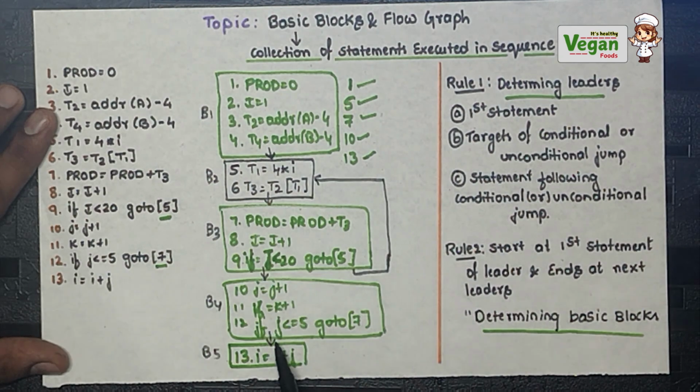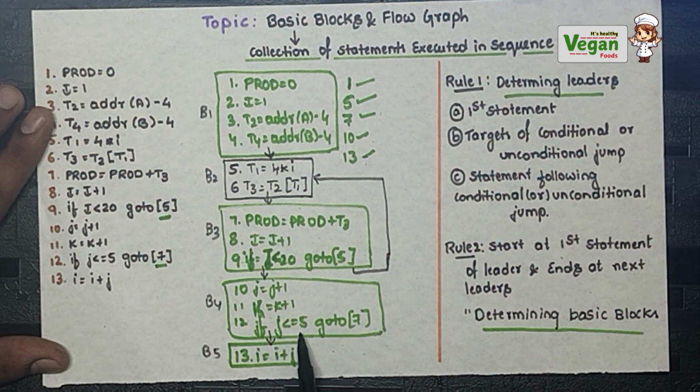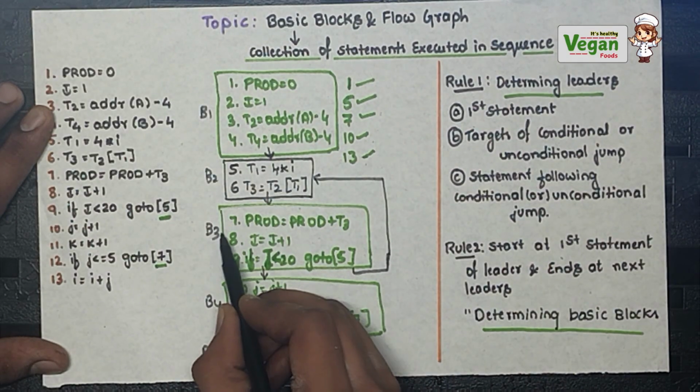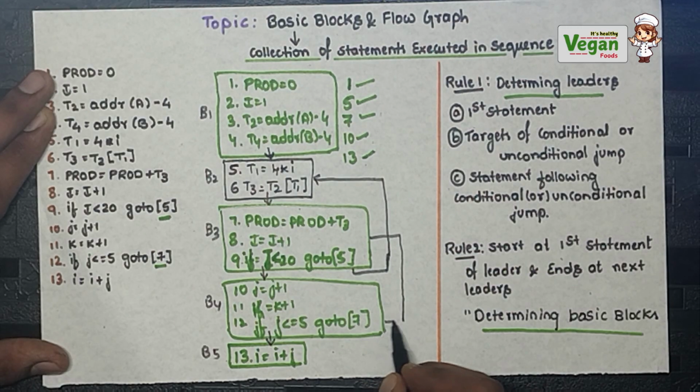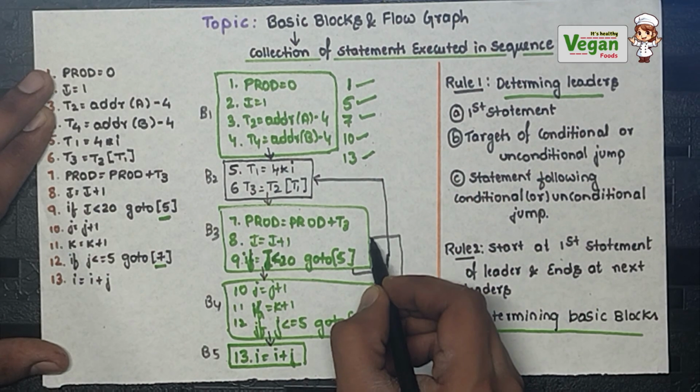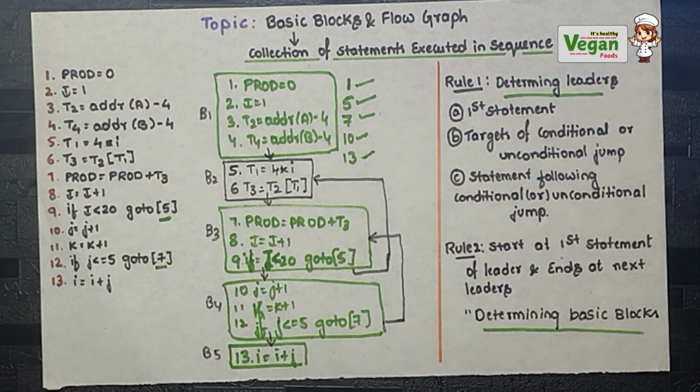Next, here another conditional statement is there. If j is less than or equal to 5, go to 7. Where is the 7th statement? Here, that is in basic block 3. So from B4 you will be going to basic block 3. So this is the flow graph for the given basic blocks.